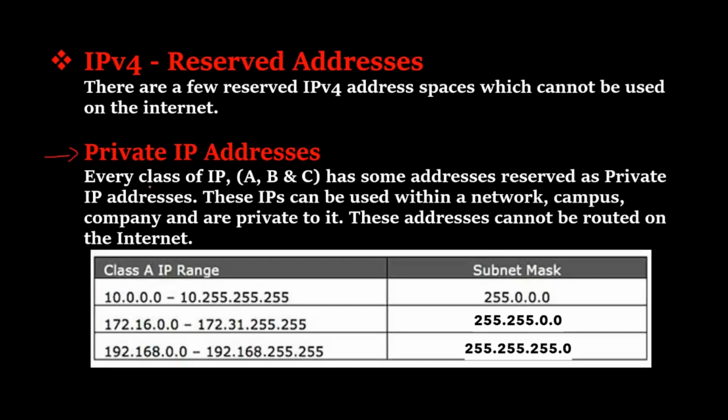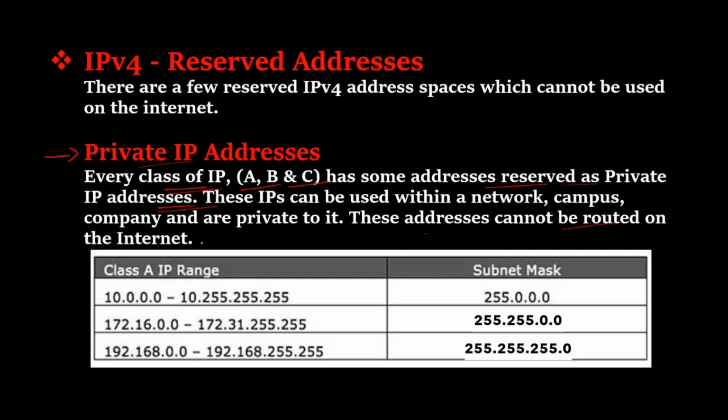Private IP address means what? For every class of IP, like A, B, C, which we are using in computer networks, some addresses are reserved as private IP addresses, which you can use within your network, like your LAN, your campus, your company, which is your private network. Simply, we can say it is for LAN purposes. If you are creating your LAN network, then the IP you have to use is the private IP address. That range is reserved by IANA.